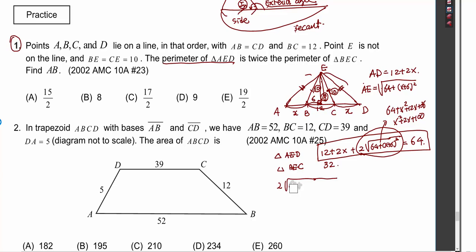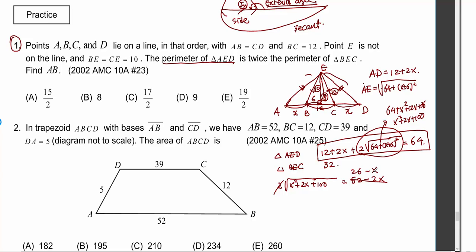I'm going to do this one. X squared plus 2x plus 100, okay, that is equal to 64 minus 12, which is what? 52, right? 52 minus 2x, okay. When you divide by 2, this turns out to be what? 26 minus x.